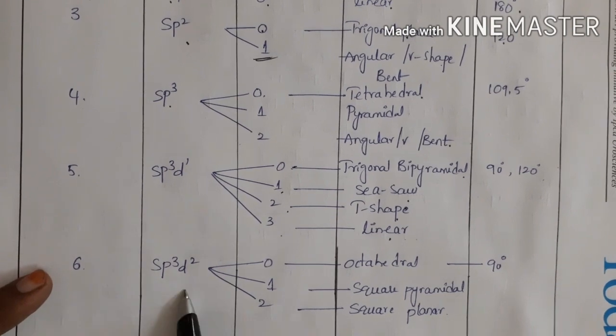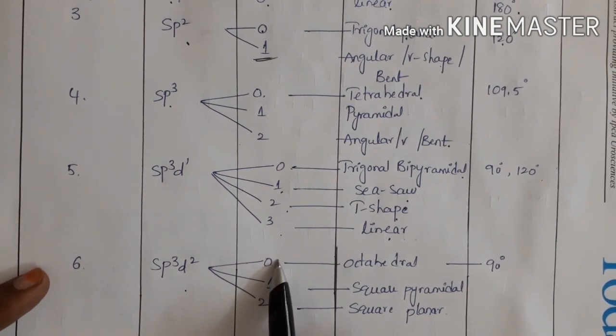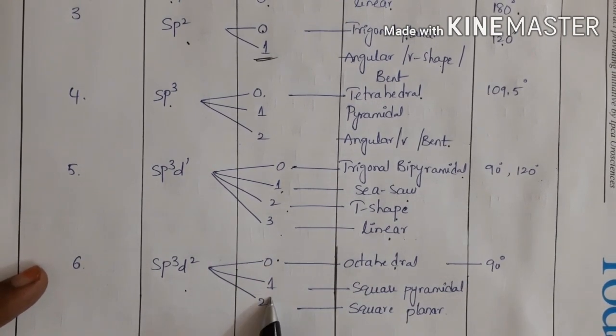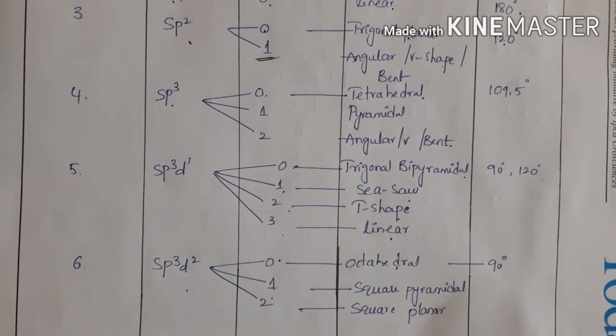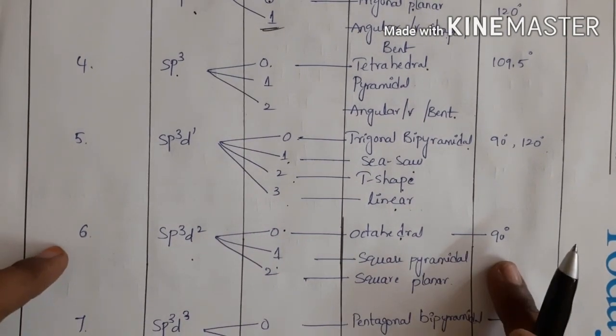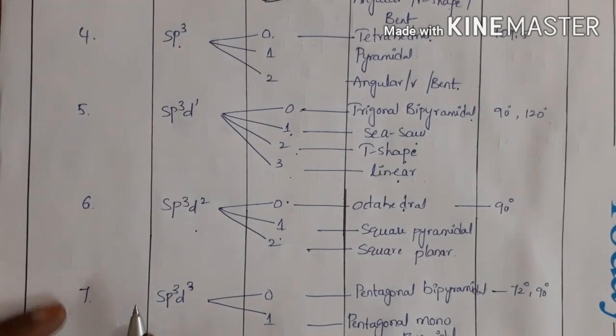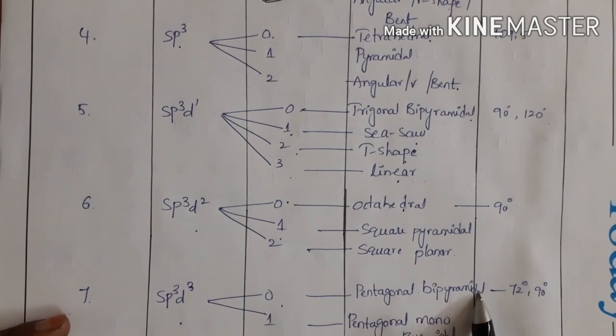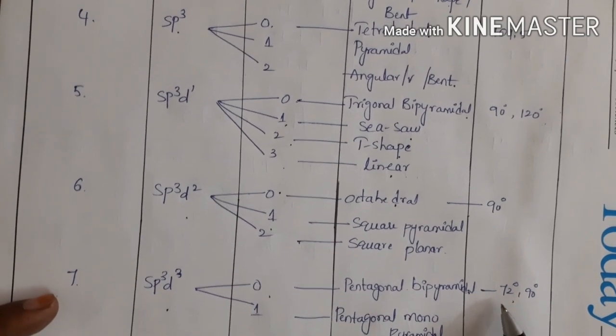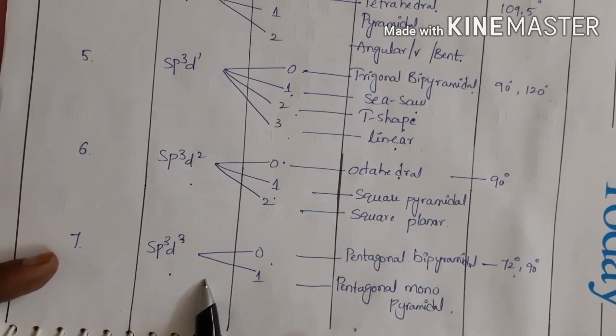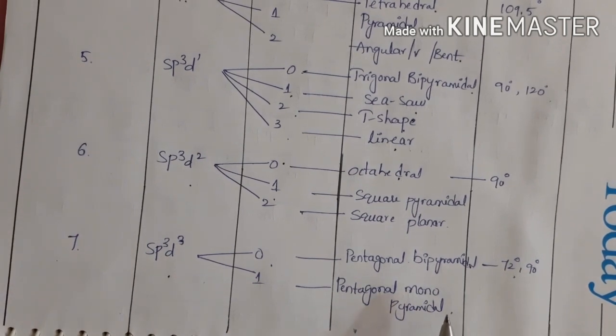For 6 orbitals, sp3d2 hybridization: 0 lone pairs, octahedral geometry; 1 lone pair, square pyramidal; 2 lone pairs, square planar. The bond angle of octahedral geometry with 0 lone pairs is 90 degrees. For 7 orbitals, sp3d3 hybridization: 0 lone pairs, pentagonal bipyramidal, bond angle 72 to 90 degrees; 1 lone pair, pentagonal monopyramidal.